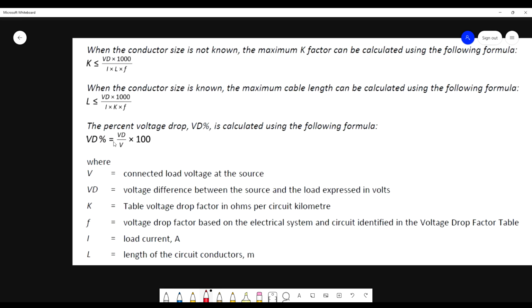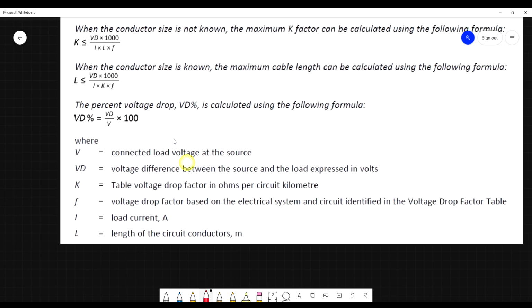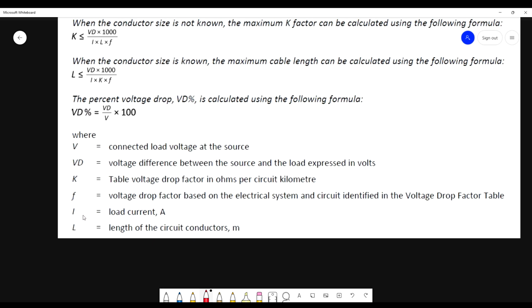And then the last one, how much voltage drop as a percentage. You can calculate that basically by the actual voltage being dropped, not the percent being dropped, but the actual voltage divided by the circuit voltage times 100. That will give you the percentage. I have an example coming up to show that. I'm not going to go through these. These are self-explanatory. You can read those.